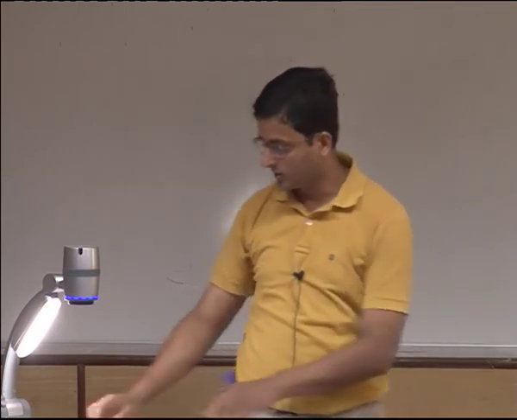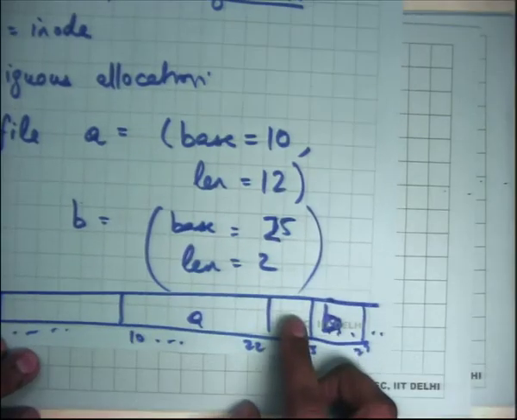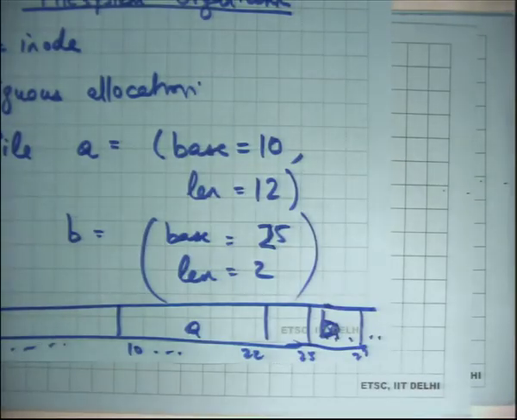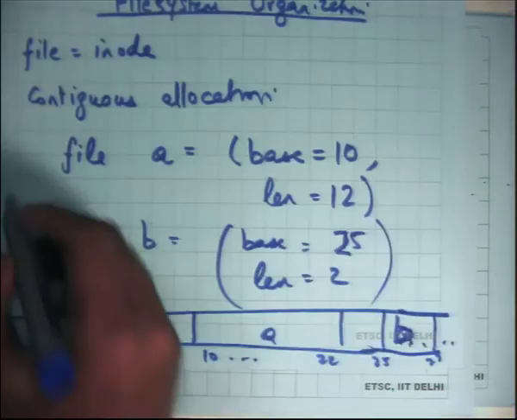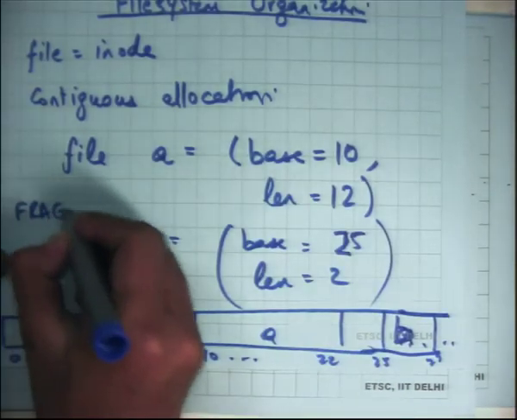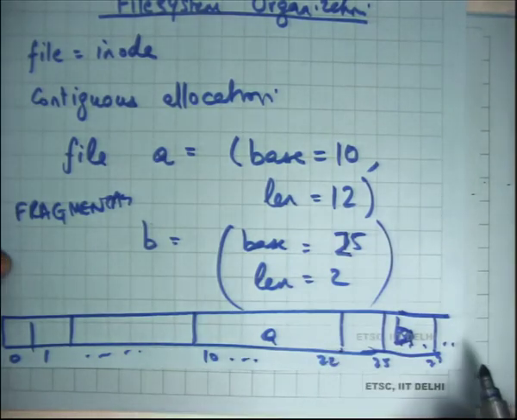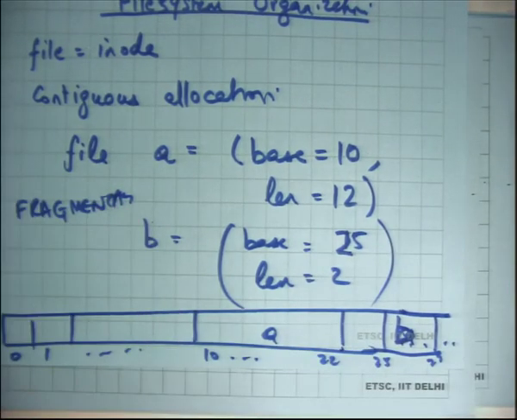Fragmentation, right? So for example, this space cannot be used for a file which needs 5 blocks or something. So one problem is fragmentation. What's the other problem? Growth. If I want to grow the file A by 10 blocks, I have to copy the entire file to some other location, and that's a global operation.